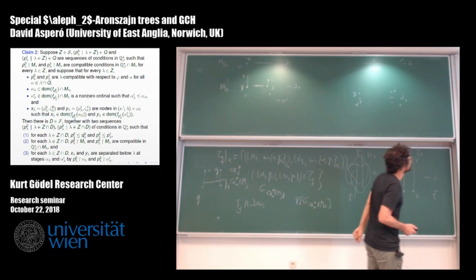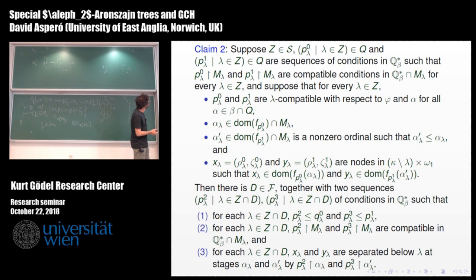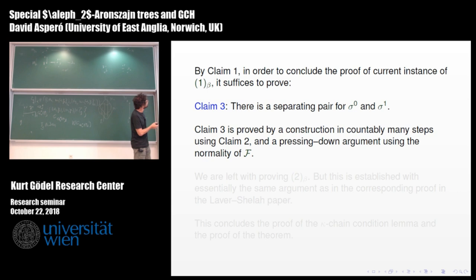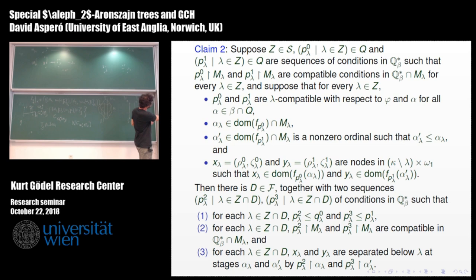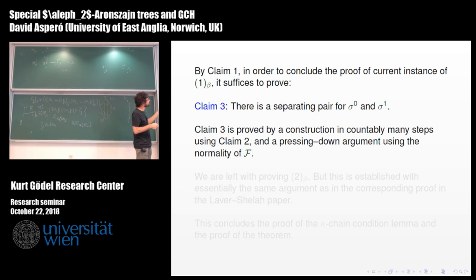Okay, and right, so by the first claim, that was a difficult claim, it's enough to show that there's a separating pair for my initial pair of conditions, and that's easy because it's really proved by a construction in countably many steps using this claim here. And a pressing down argument using the fact that f is normal. So that's how you would find this sort of nice separating sequence in the end.